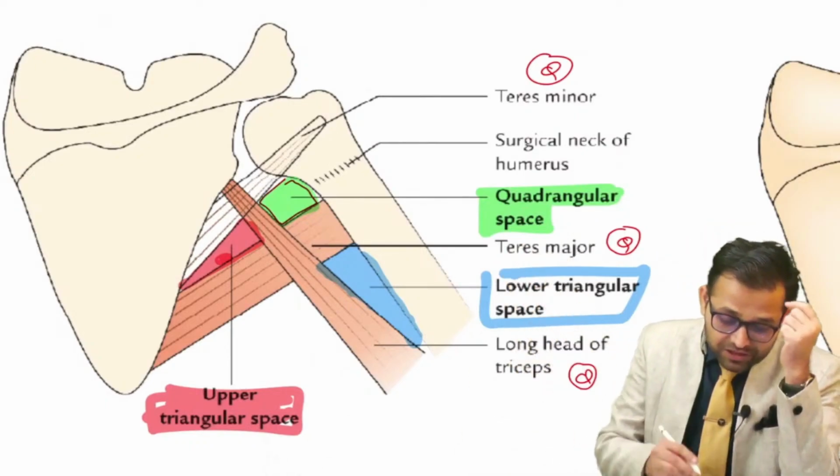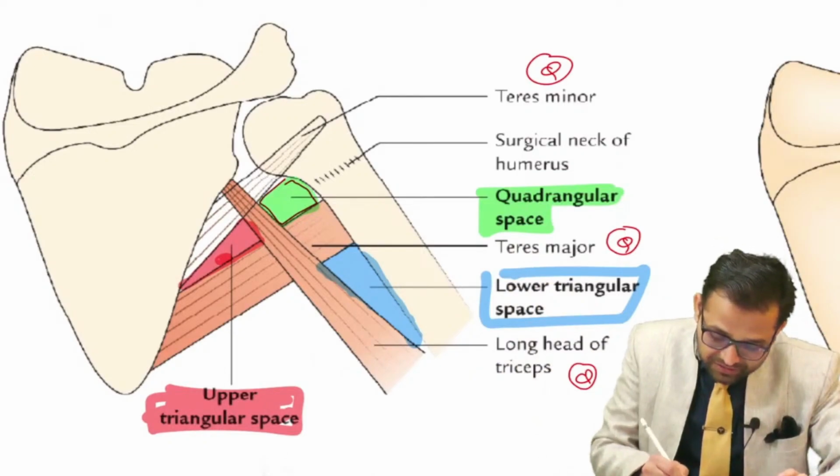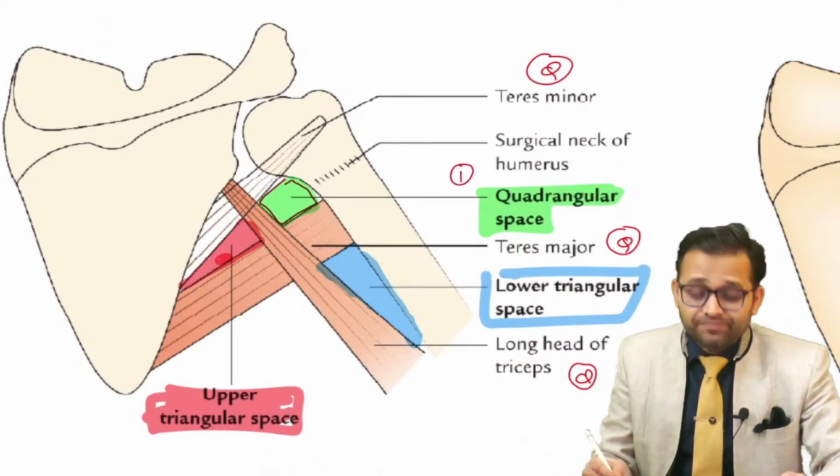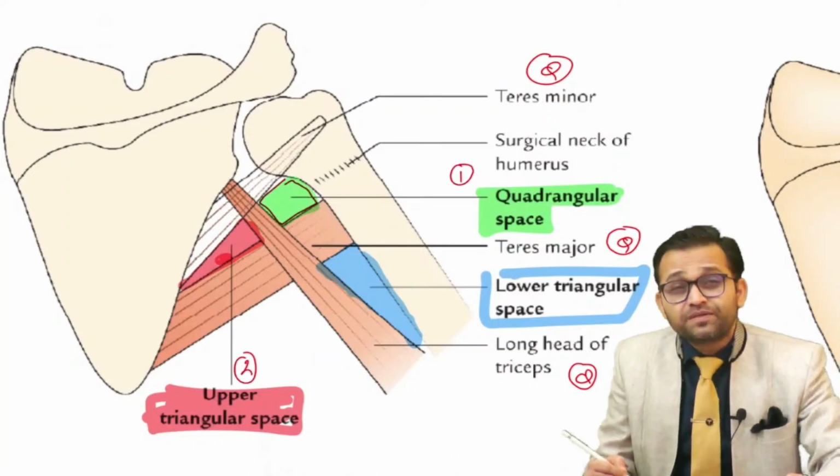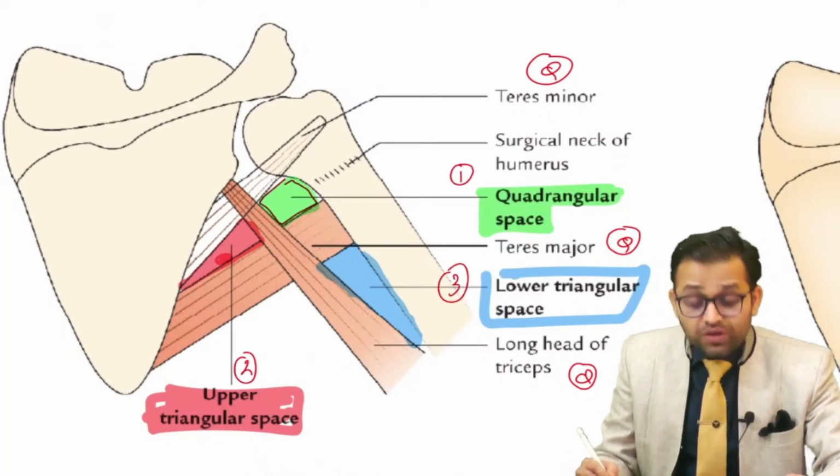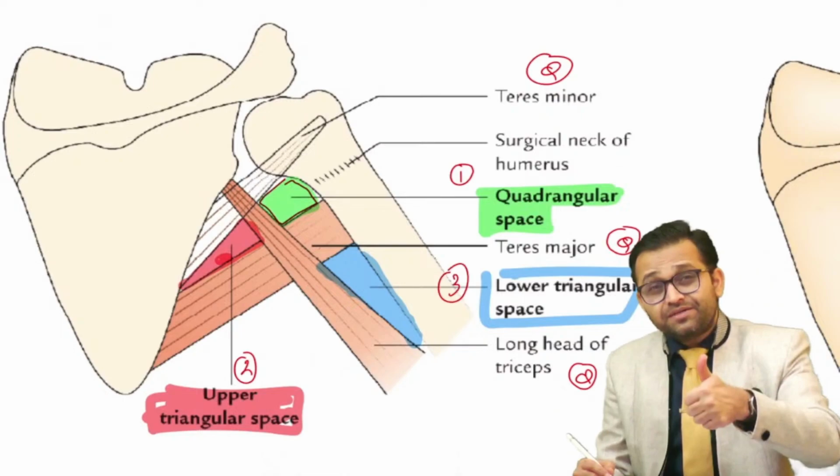So how many spaces are there? Sir, there is the quadrangular space, 1. There is the upper triangular space, 2. There is our lower triangular space. Agree beta? Okay, so how will you draw in the exam? Let's start for your university prof preparation, and if you have solid preparation for it, definitely the NEET PG INICET questions will be cracked.